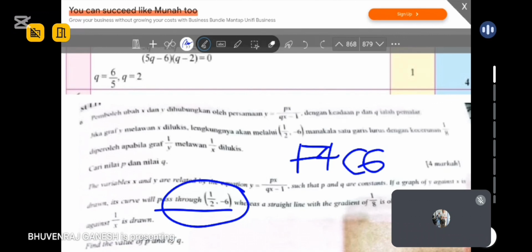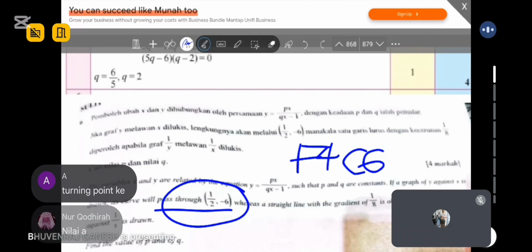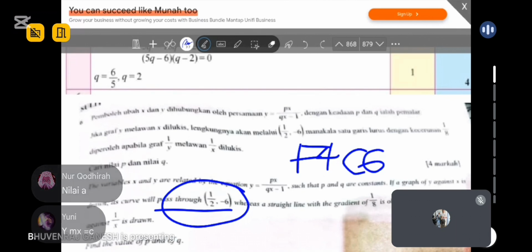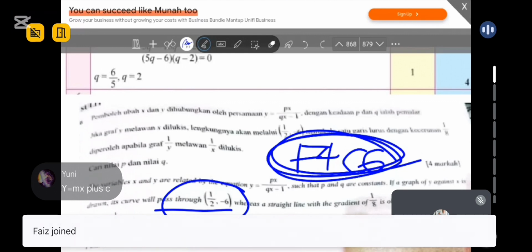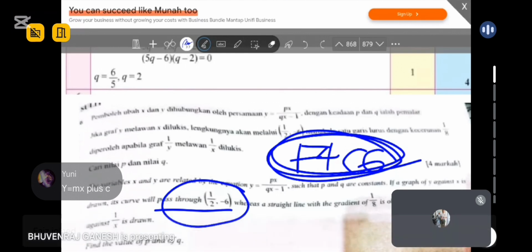What is the information you can get? Apa kamu boleh dapat dari apa yang saya bulatkan? Yes. So what you will do? Guys, Form 4 Chapter 6, no turning point guys. Yang ni linear law guys. Hukum linear. Think carefully. No turning point here. Nilai A. Apa tu nilai A? Yes, correct. Y equal to mx plus c.